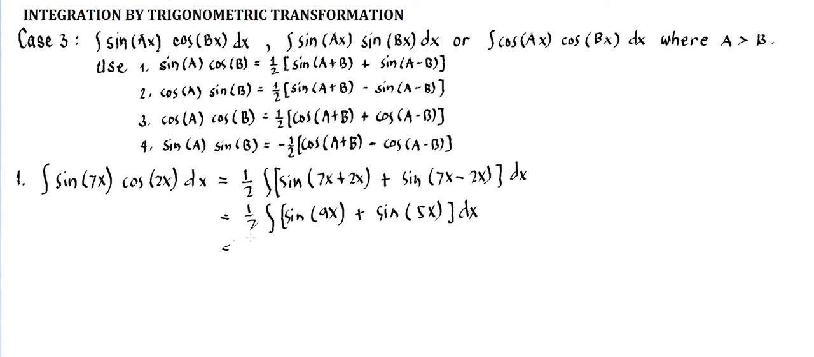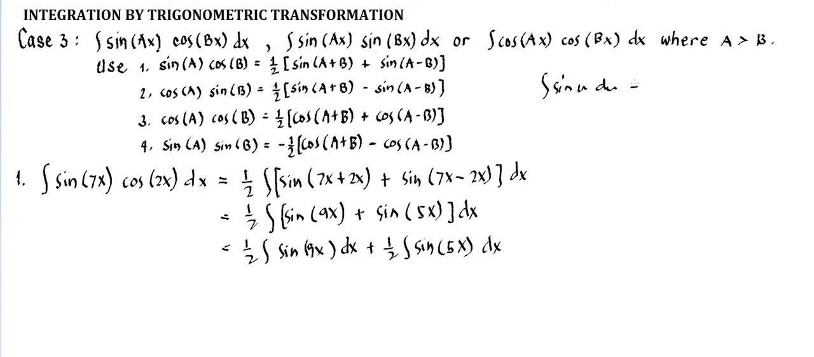Okay? So, multiply natin yung 1 half sa bawat term at pag-iwalay natin yung integration ng bawat term, ano? So, magkakaroon tayo ng 1 half integral of sine of 9x dx, and then plus 1 half integral of sine of 5x dx. Ngayon, yung integral of sine u du equals negative cosine u plus c, ano? So, ito yung ating formula na i-apply dito.